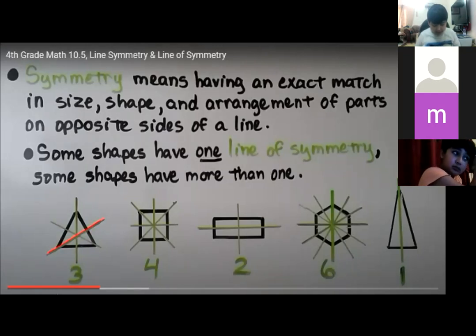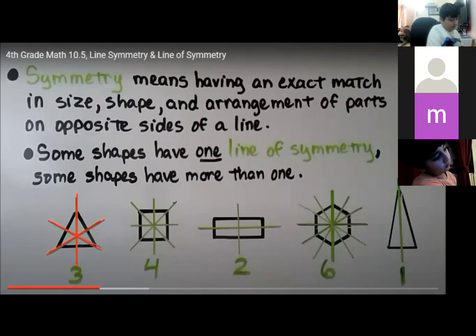So how many lines of symmetry here? 1, 2, 3 lines of symmetry. Again, say after me, 3 lines of symmetry. Thank you. Abdul Mohsen, what is the next figure?